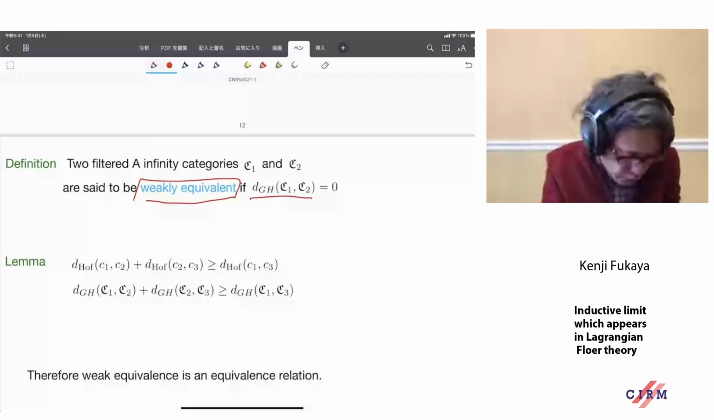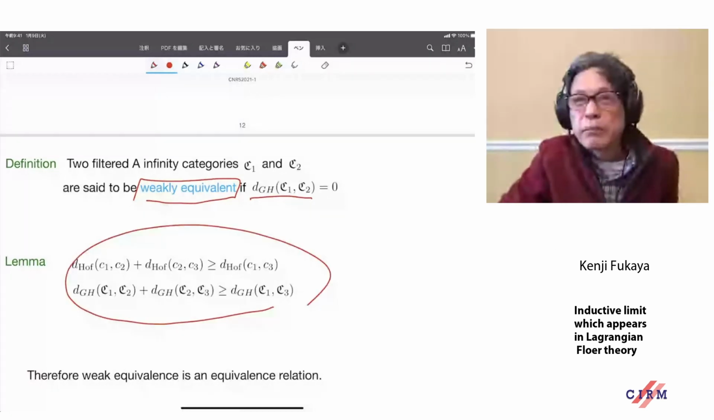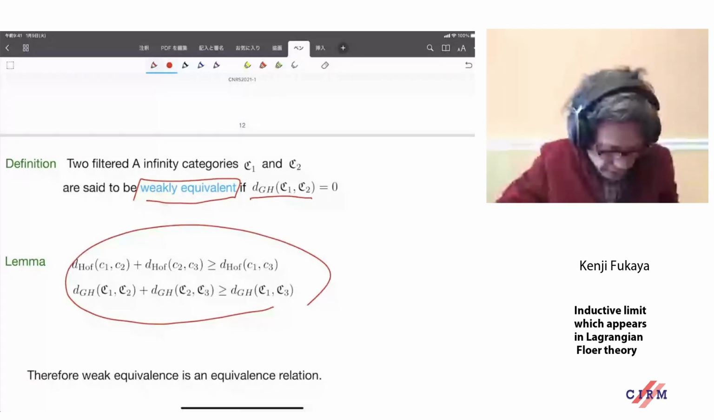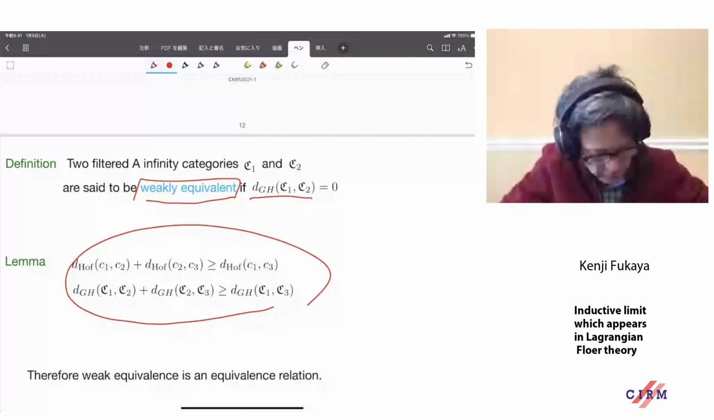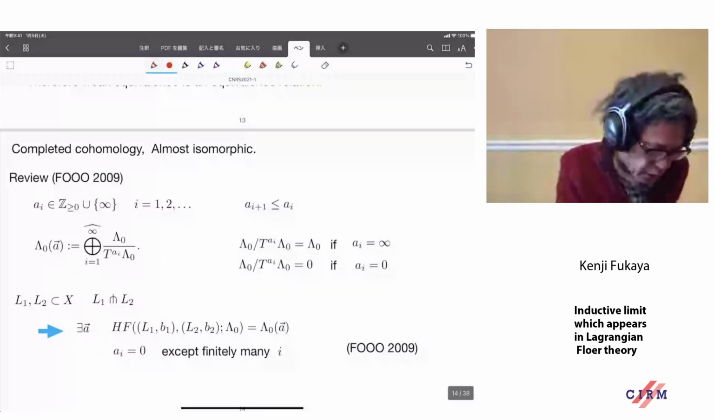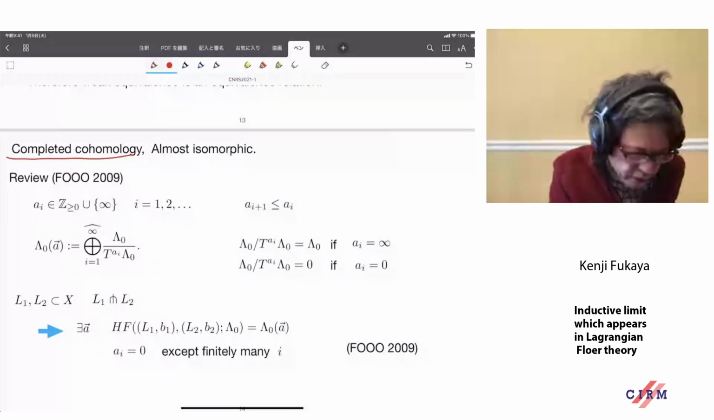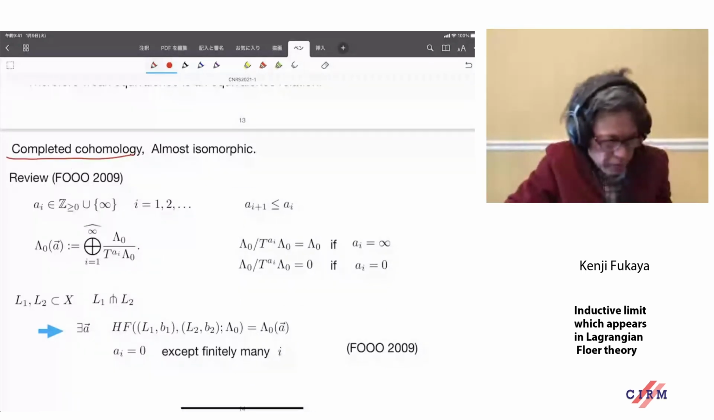And then I say that this metric has this triangle inequality. This means that weak equivalence is an equivalence relation. So I want to explain two more notions: complete homology and almost isometric.